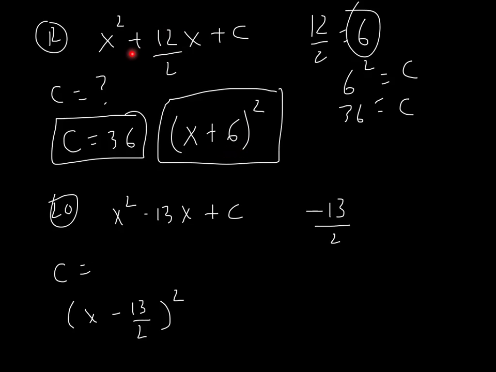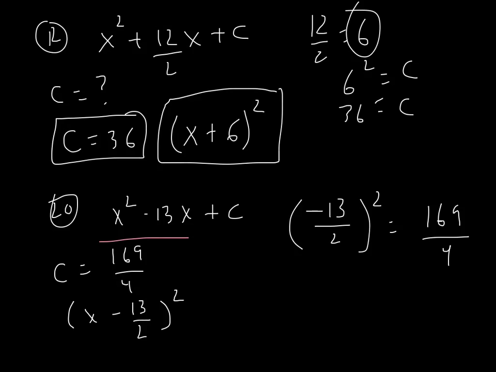And down at the bottom, this is minus 13. So this is going to be a minus, and half of 13 is 13 halves. Don't go to decimal land. Do not write 6.5. Don't even think about it. All right, now, what are we going to do? We're going to square this thing. And what do we get? We get 169 over 4. So that's our value of c, 169 over 4.